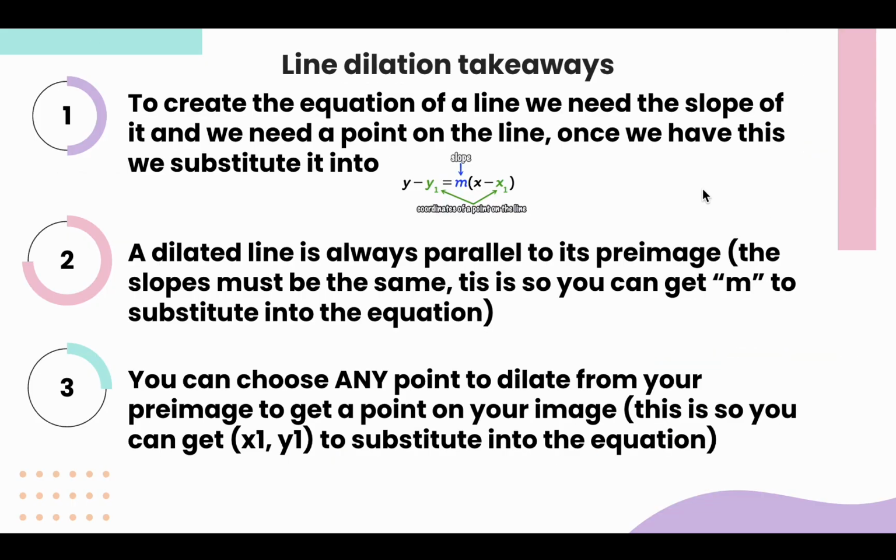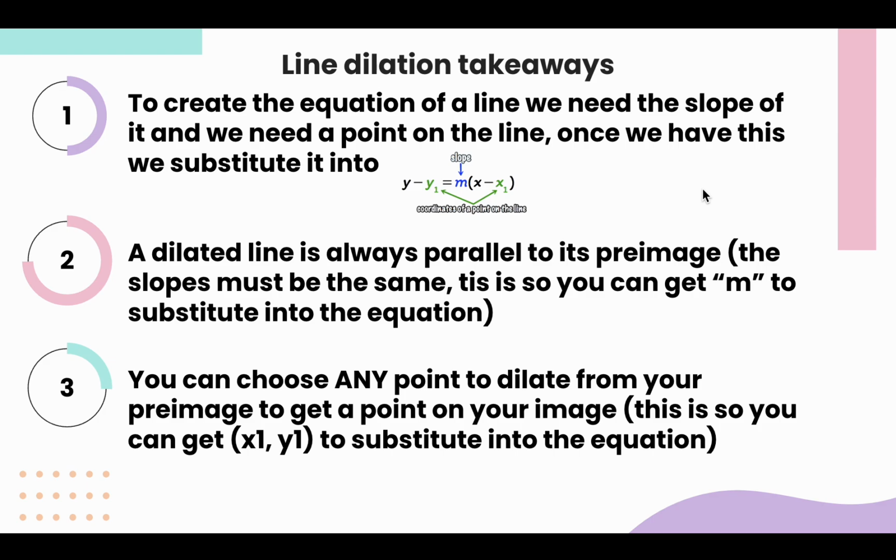Here are some main takeaways from the video that you guys just watched. So number 1, to create the equation of a line, you guys know that we need the slope of it, and we need a point on that line. And once we have that, we substitute it into that equation there, and then we can manipulate it if we want to. Now, other thing is a dilated line is always parallel to its pre-image, which means that the slopes must be the same, and this is so that you can get m to substitute into the equation above.